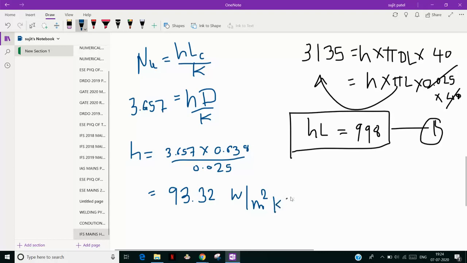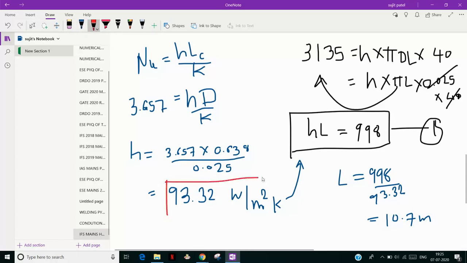Now we will put this value in equation number 1. So we will have L equal to 998 upon 93.32, and this comes out as 10.7 meter. So this is the answer that has been asked.